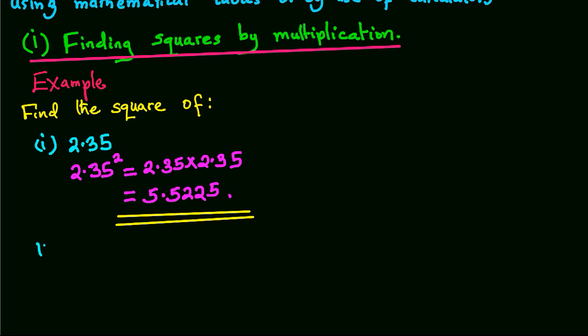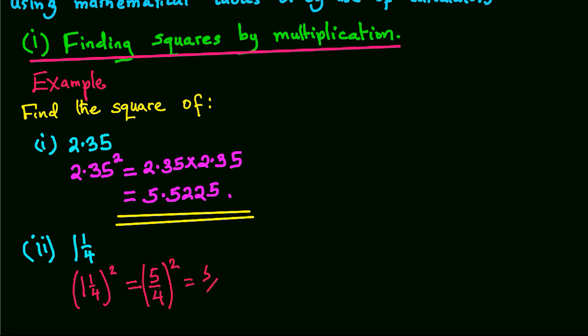Secondly, number 2, we can have a fraction. So we want to get square of 1 and 1 over 4. So the square of 1 and 1 over 4 will be equal to, so we convert this mixed fraction into improper fraction. We have 5 over 4 squared, so that would be 5 over 4 times 5 over 4.